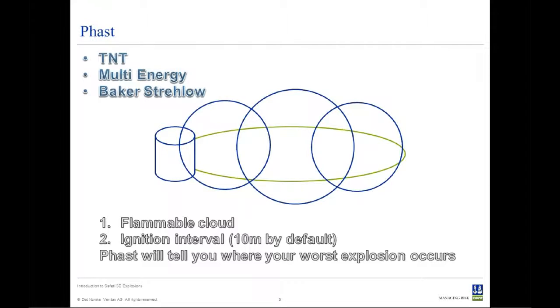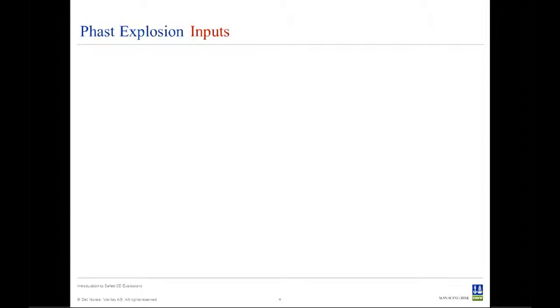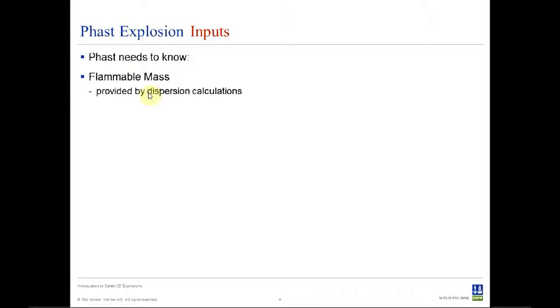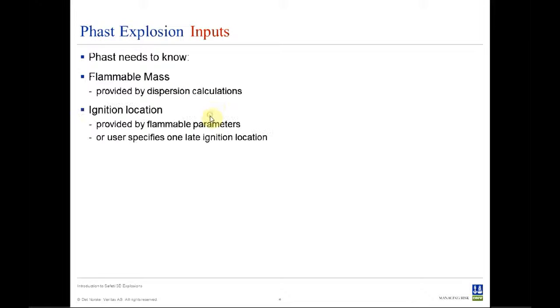So looking at this in a bit more detail, let's have a look at what inputs are required for this approach in FAST. FAST needs to know how much flammable mass is available for an explosion, and this is automatically calculated by the discharge followed by dispersion calculations. The ignition location is either this default 10-meter spacing, which you can edit, or in each individual release case you can specify a late ignition location.